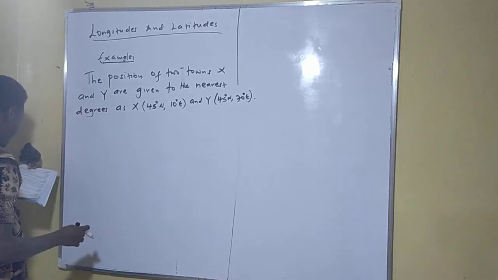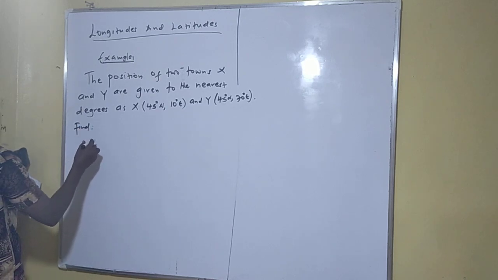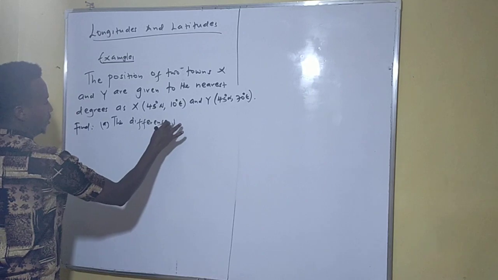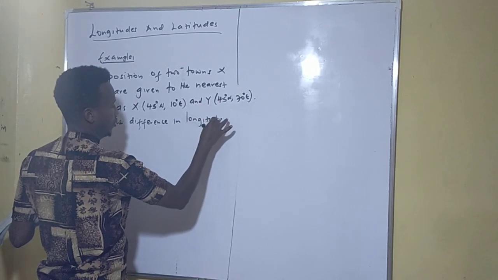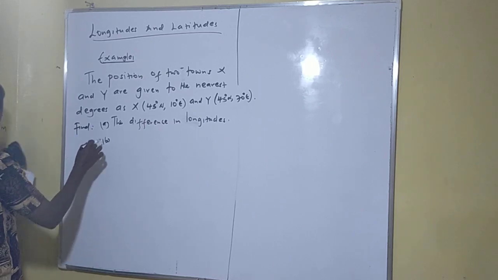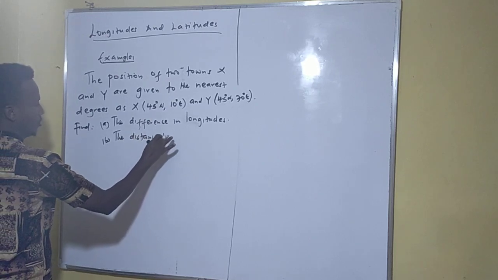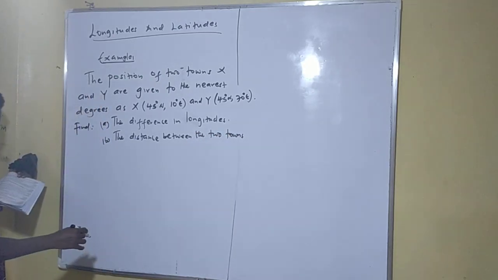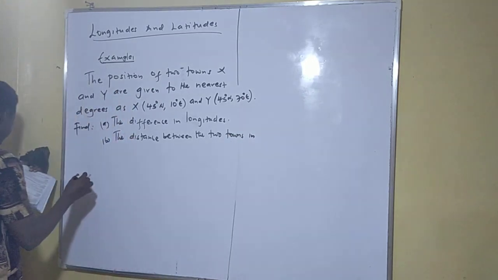So full stop. Now look at this question, you're told to find the difference in longitude, yeah, just understand that. Then we have another question. This question carries 1 mark. Question B, you're told the distance between the two towns in Roman 1 kilometers.